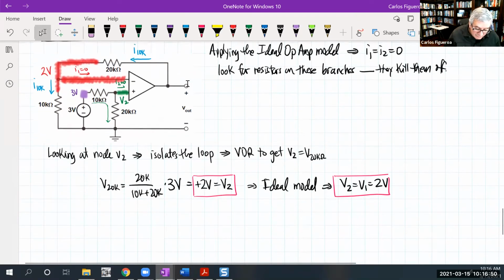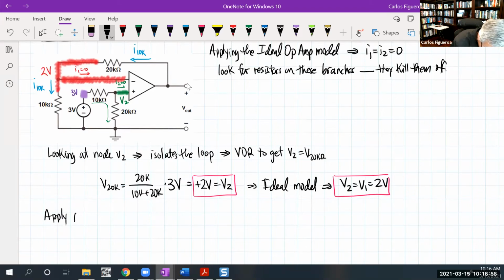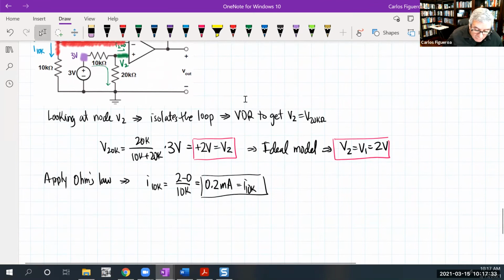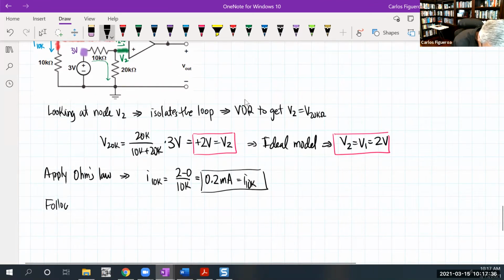So now I just apply a series of Ohm's law. Ohm's law says that if I want the current across the 10K, it's got to be 2 minus 0 divided by 10K. So therefore, it should give me 0.2 milliamps. So now I know what that current is, right? So now I keep following the current. I see the current through the 10K, so now I follow the current to the 20K.